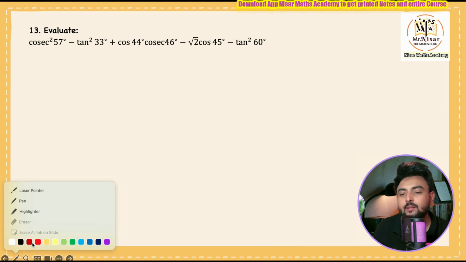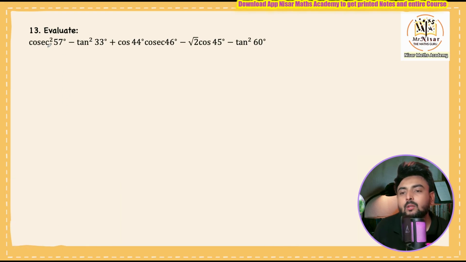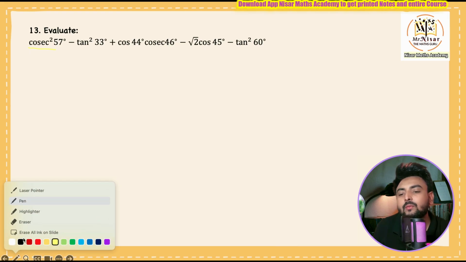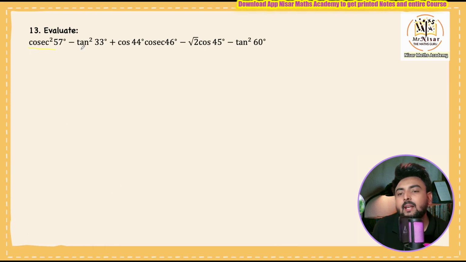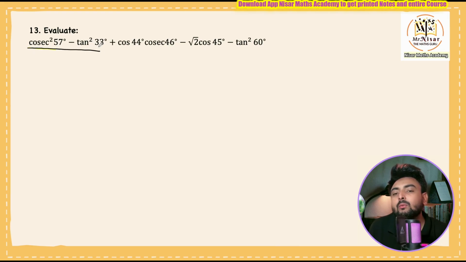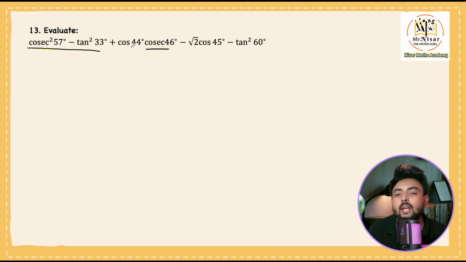The question is cosec square 57 minus tan square 33. So children, here you see these two are complementary to each other. So we'll convert one of these. Here we'll convert this cosec. Cosec will become cosec and cot. It becomes cot 44. And cot and cos, these both will get cancelled because cot is reciprocal to cos.